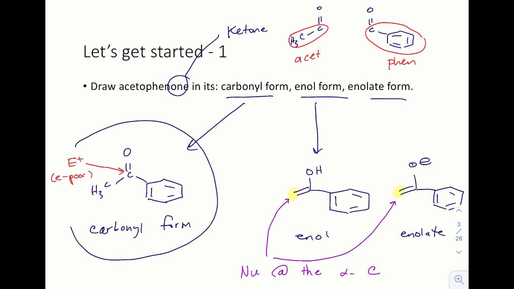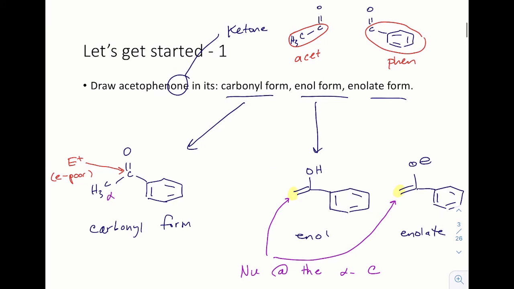Here is acetophenone in its carbonyl form. It is electrophilic at the carbonyl carbon, like most or all aldehydes and ketones. The enol form is a tautomer. It's a constitutional isomer. So one of the hydrogen atoms at the alpha carbon. And now acetophenone has 2 alpha carbons, but this one has no hydrogens. So we can't remove a hydrogen from that alpha carbon, so we're going to ignore it now. But this alpha carbon has a hydrogen on it. That hydrogen moves from carbon to oxygen. Here it is in the enol.